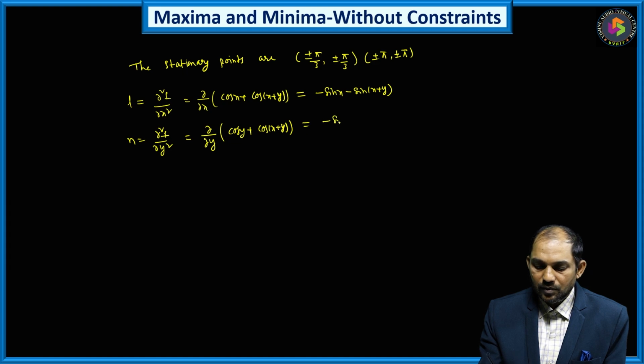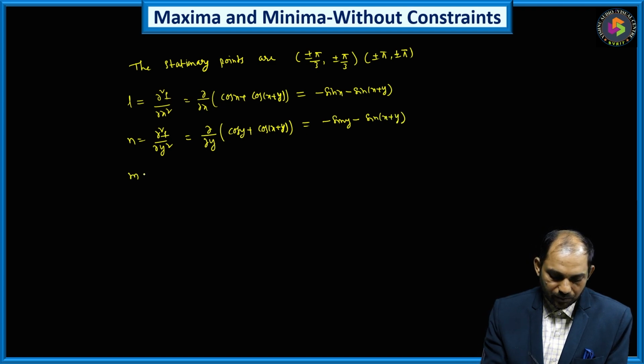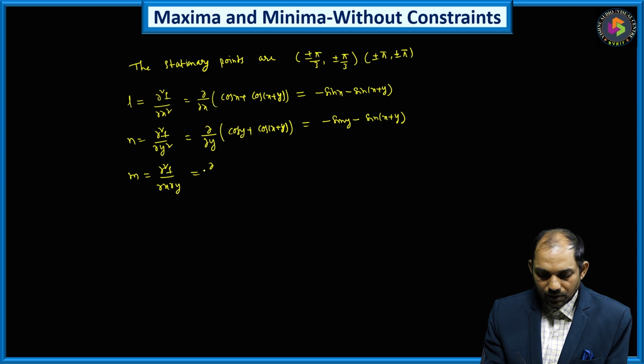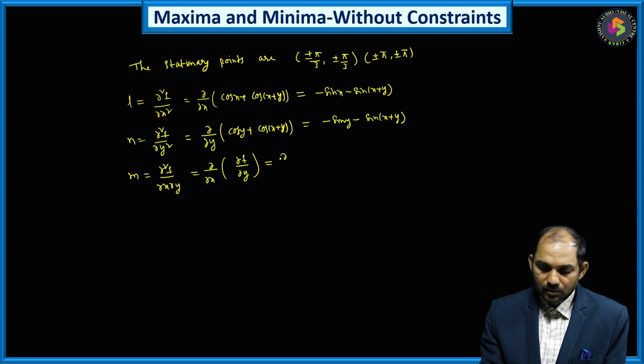The derivative of cos y is minus sin y, and the derivative of cos of x plus y is minus sin of x plus y. And finally we have to compute m, ∂²f/∂x∂y. It is equivalently ∂/∂x of ∂f/∂y. It is nothing but ∂/∂x of, this is the second derivative we have to take, cos y plus cos of x plus y.